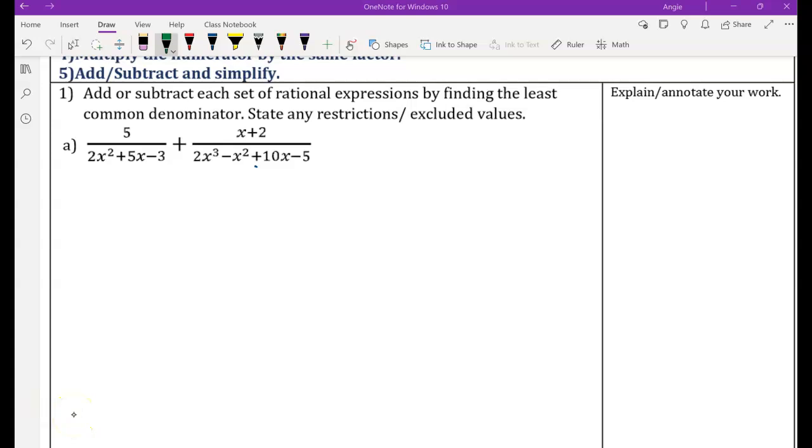Example 1, student says, add or subtract each set of rational expressions by finding the least common denominator. State any restrictions. Now, restrictions is also known as excluded values.